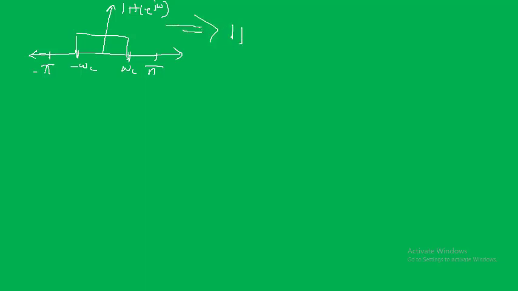Suppose we have an FIR filter, and we know the digital angular frequency ranges from -pi to +pi. Suppose this is the cutoff frequency, so this is omega c, this is minus omega c. This is my frequency response of this filter, H of e power j omega.